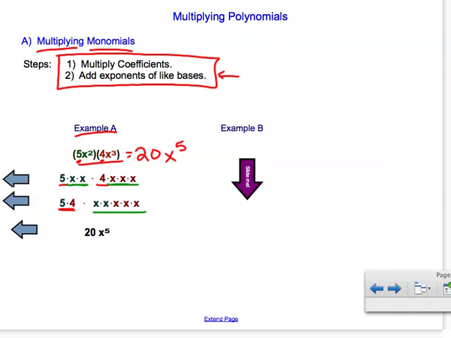Why don't you guys try a quick example here, just to get yourself familiar with remembering how these work. Just real quick, why don't you try one problem here?